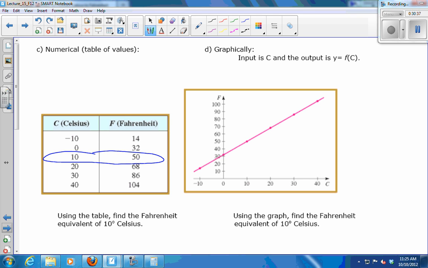Good. And then I can also represent this relationship graphically, where I put Celsius along the horizontal axis and Fahrenheit along the vertical axis. And using this graph, I can try to figure out what the equivalent is to 10 degrees Celsius. So I find 10 degrees Celsius along the Celsius axis, go up to the graph, and see that it matches with 50 degrees Fahrenheit.